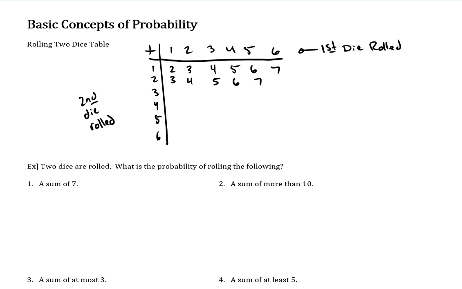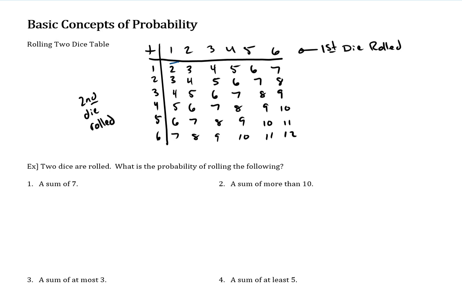3, 4, 5, 6, 7, 8, 4, 5, 6, 7, 8, 9, 5, 6, 7, 8, 9, 10, 6, 7, 8, 9, 10, 11, 7, 8, 9, 10, 11, 12. Notice you get these diagonal, like the diagonal 7s, 6s, 5s. So everything's kind of diagonal on it.